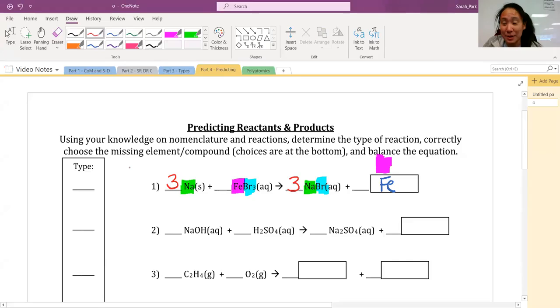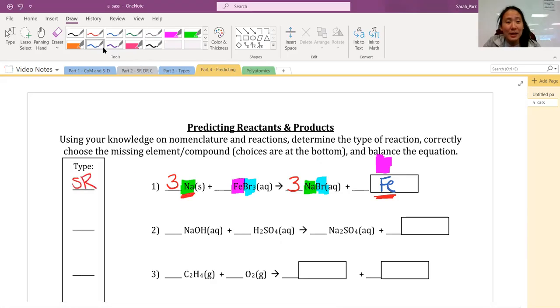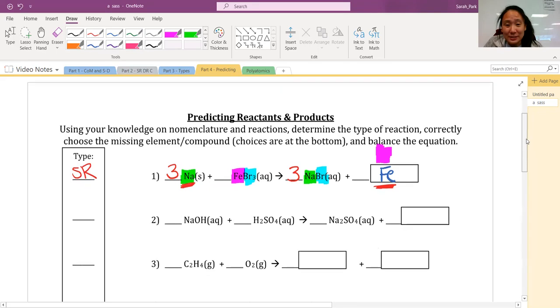Now you need to know what type of reaction this is. So you take a close look and you're like, okay, I don't have one product in the end, so it's not synthesis. I don't start with one reactant, so it's not decomposition. It's not a CHO equation, so it's not combustion. So I'm down to single or double replacement. Single replacement, remember, has a single element on both sides. I have a single Na and a single Fe, so you know that this is single replacement.